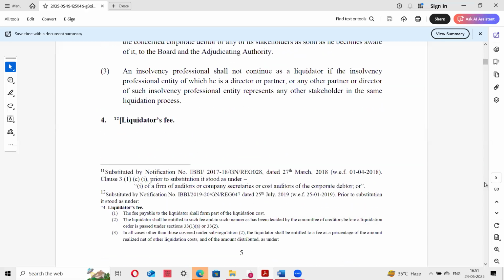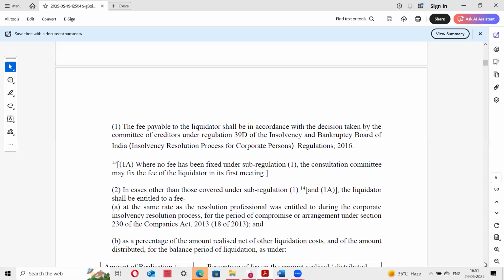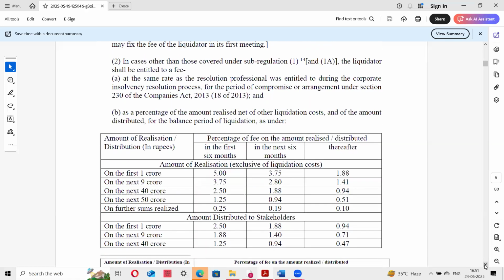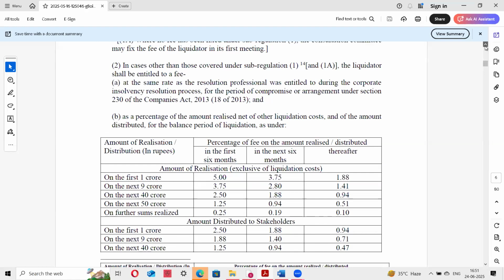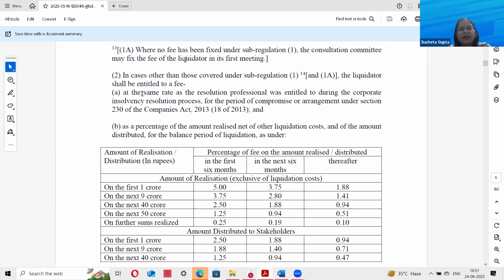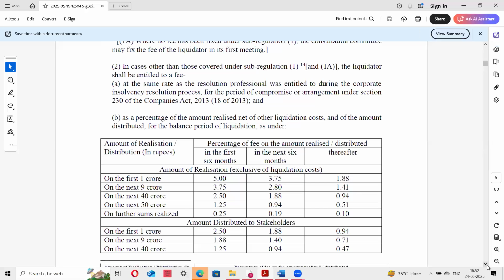Ma'am, my suggestion is that, as in CIRP, a mandated schedule of fees should be mentioned, as the contingency of realizability of assets is very, very uncertain. Definitely, there should be a definite schedule of fees as mandated. Sir, in case of already CIRP, it is written here that at the same rate as the RP is charging, it will be given to the liquidator. No, but in the old cases it is not.